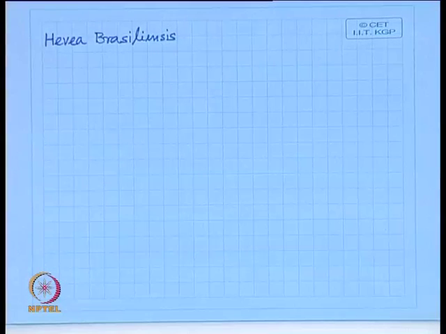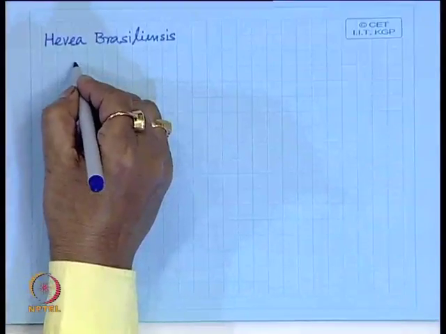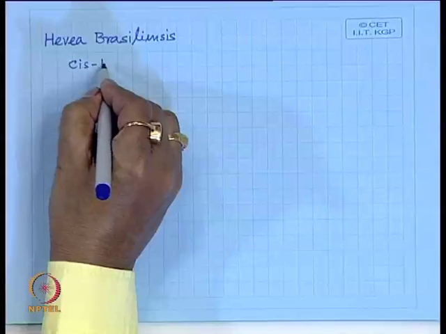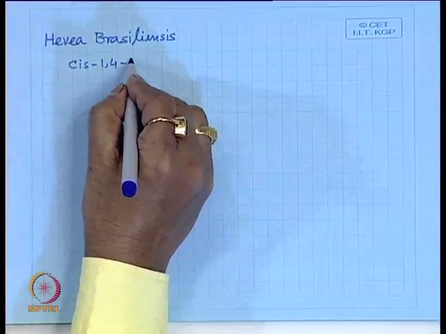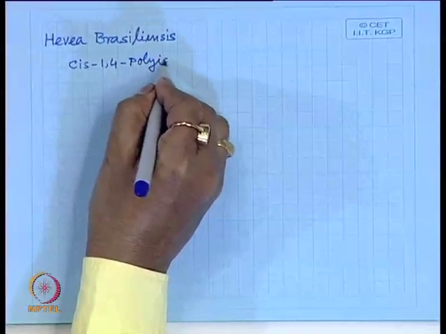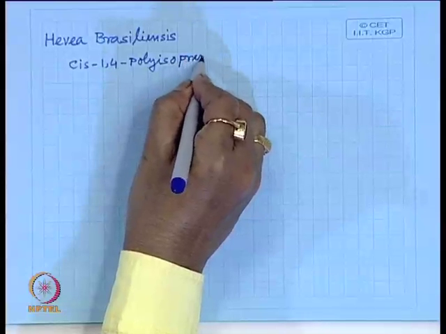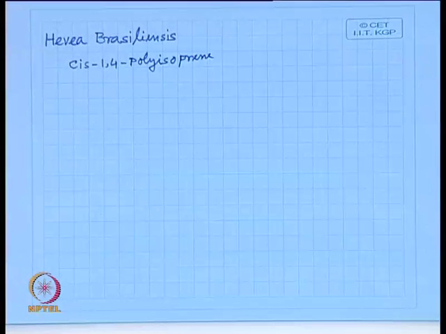This is a tree, a big tree. If you make an incision on the bark, it oozes out a liquid known as latex, where the polymer constituent of this latex is cis-1,4 polyisoprene. This is an excellent polymer. It is a unique gift of nature.